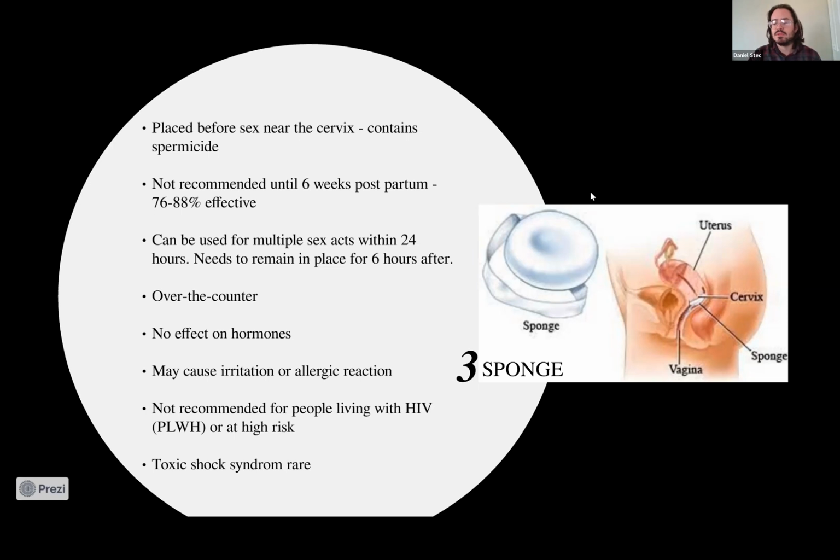And just to give some little context on this, a sponge, a pack of 3, runs about $10 to $12. So just so you're aware kind of on some of these other methods and how accessible they are for people.